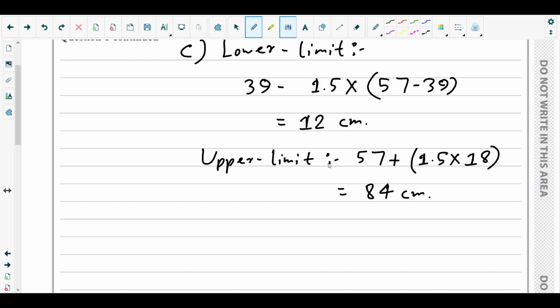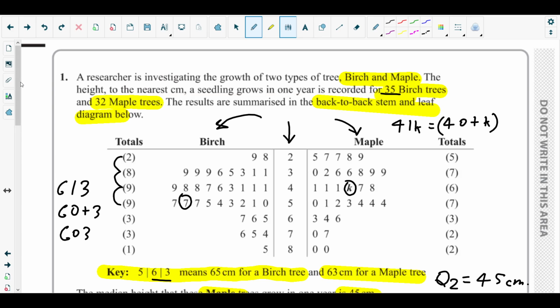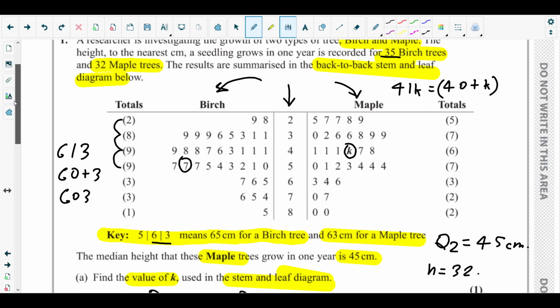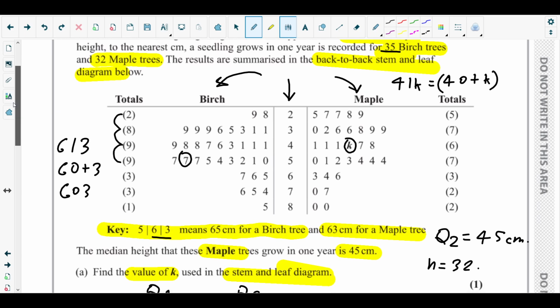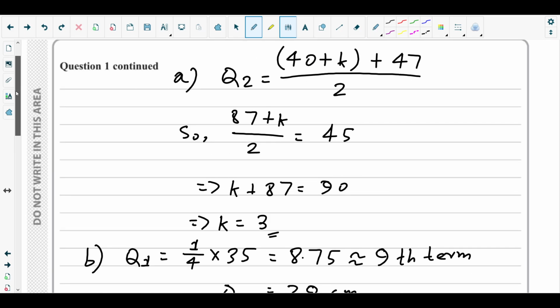Fine. Now an outlier would be if the data value is less than 12 or greater than 84. Okay, let's look for any data that lies below 12 or above 84. There lies, look, 8 and 5, right? Which is greater than 84. Okay, so what can we write?